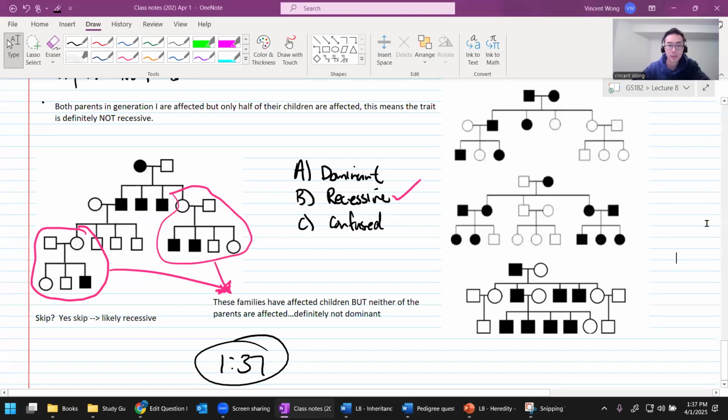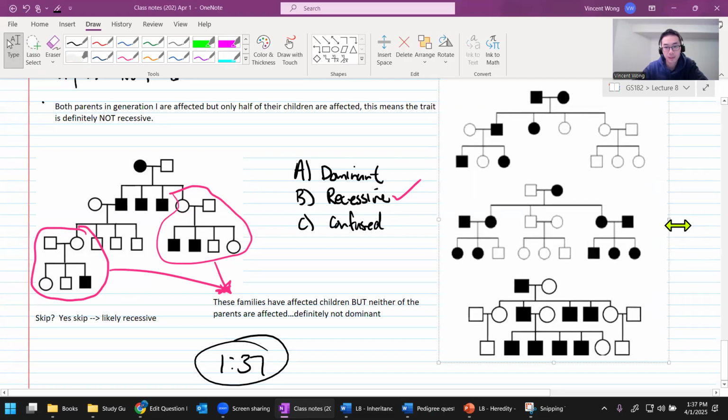Okay, let's learn one more thing here. But before we go, anybody want to share what they think these are? Like, is it dominant or recessive? Anybody?